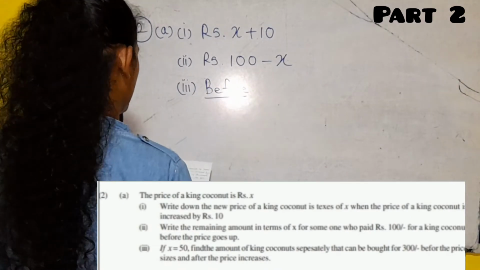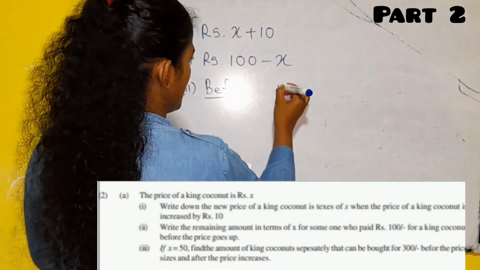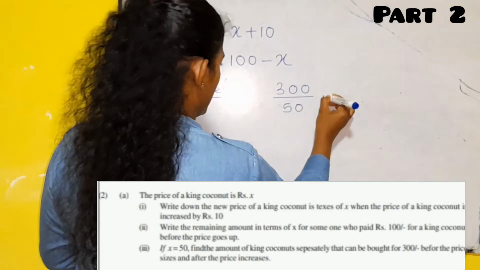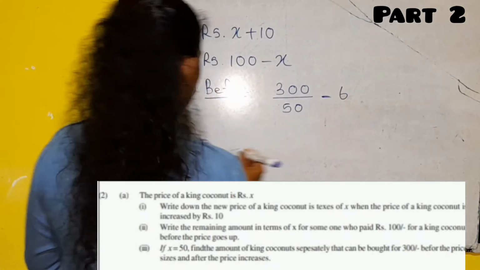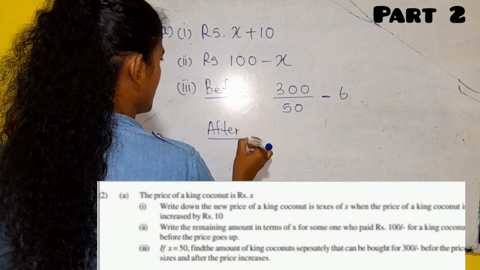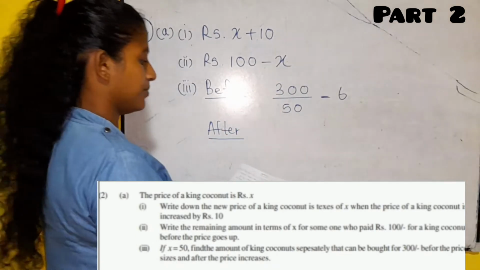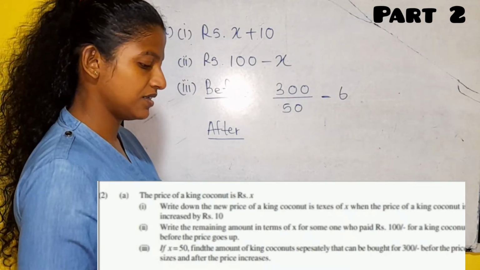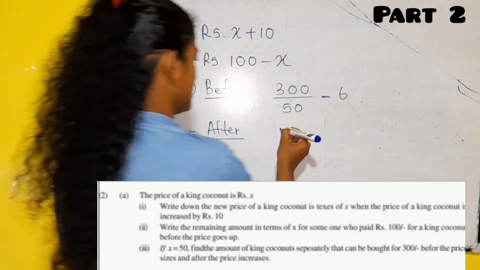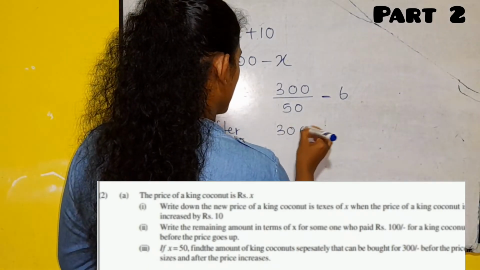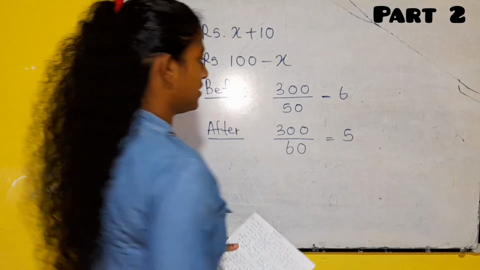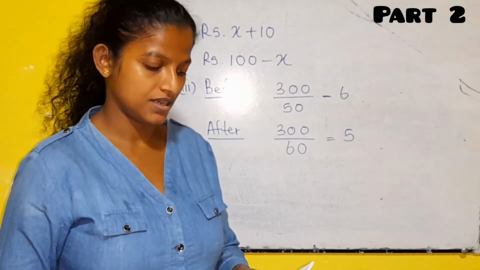You can find the number of coconuts by dividing 300 rupees by 50. That is 6 king coconuts. Then after the price increase, the price of one king coconut is increased by 10. So 60 rupees is the price of one king coconut. So 300 divided by 60, you get 5 king coconuts here. These are the answers.